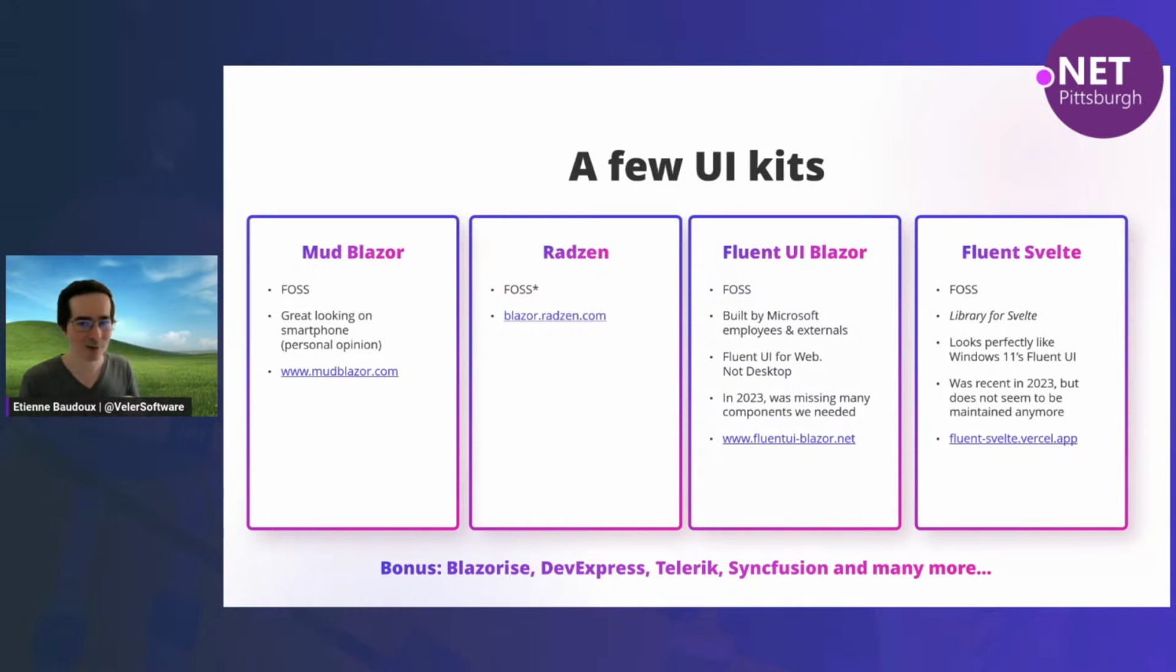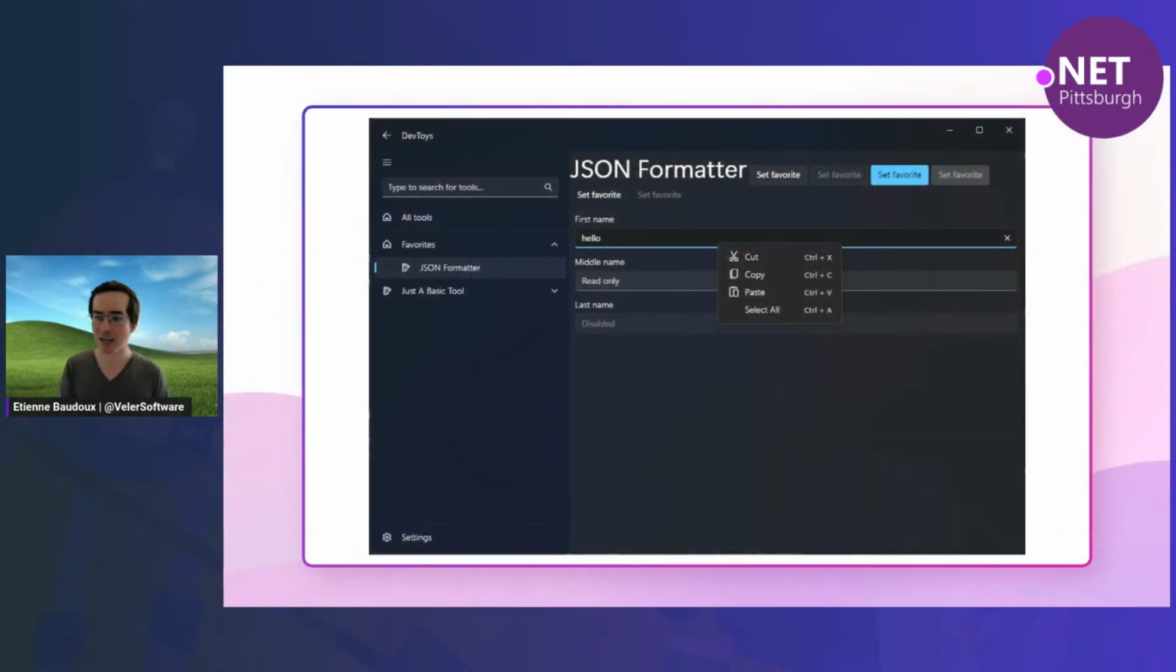So in the end, what we ended up doing is something I would not recommend to anyone. We reinvented the wheel by basically making our own UI kit. So what we do is that we cherry pick the CSS from Fluent Svelte. We cherry pick some things from Blazor, Raisin, Fluent UI Blazor, also made up our own stuff sometimes, and we end up with a UI that looks like this after just a few days.